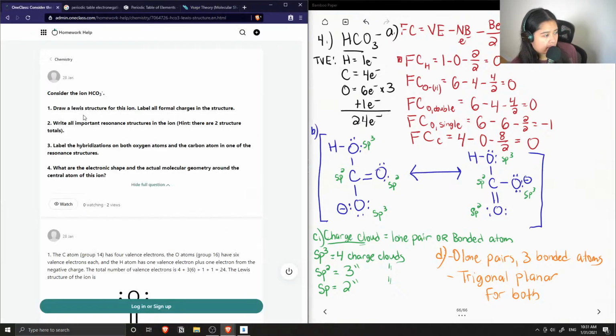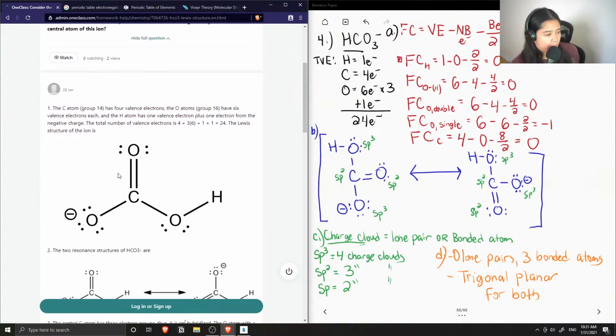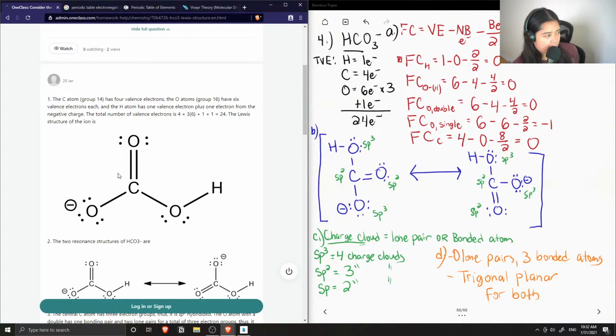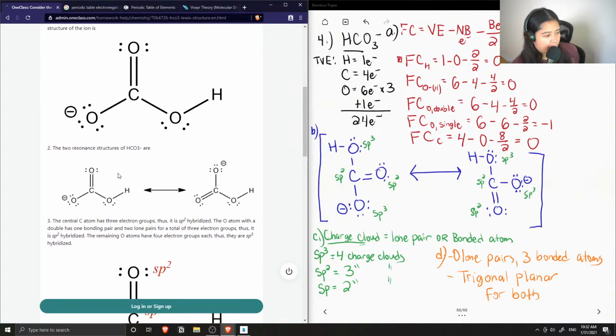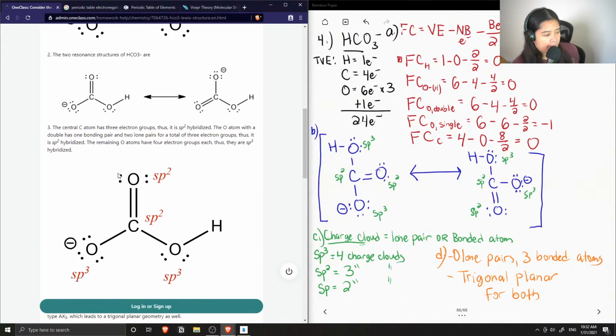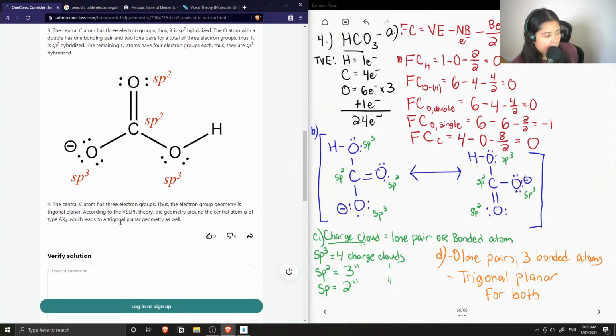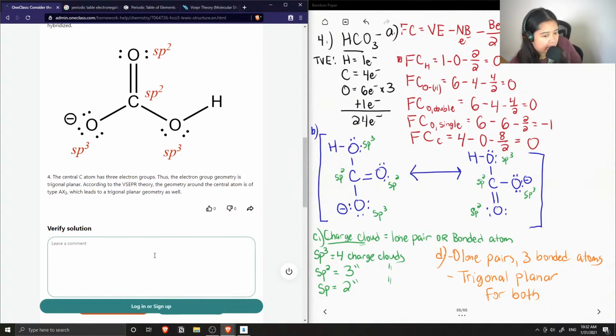Okay, so this answers all the questions. So let's see what the junior tutor said. They have the correct Lewis structure and drew out the resonance forms and labeled each of the carbon and oxygen atoms. Yep. And they found that according to the VSEPR theory, they have a trigonal planar molecular shape and electron geometry. So this solution is correct.